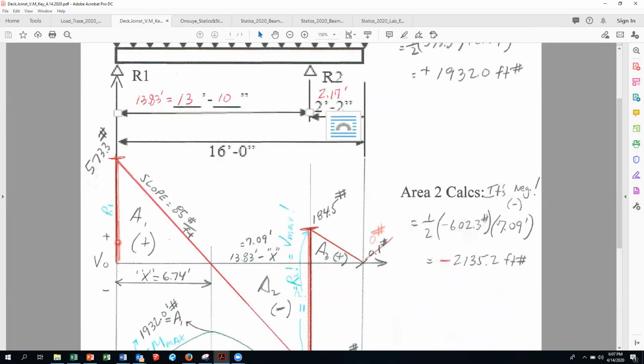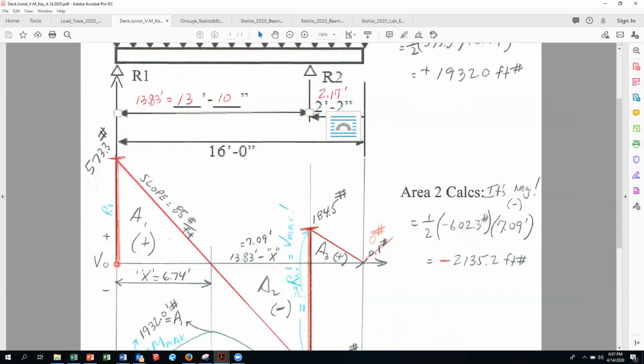So the shear diagram always starts at 0, right? And I don't know if you watched The Wizard of Oz last Friday night. I did. Follow the yellow brick road. And had nightmares because I always have nightmares about the Wicked Witch of the West. But that's another story.